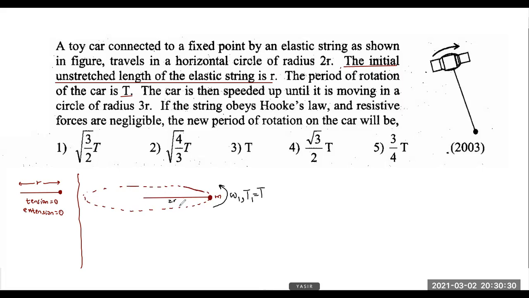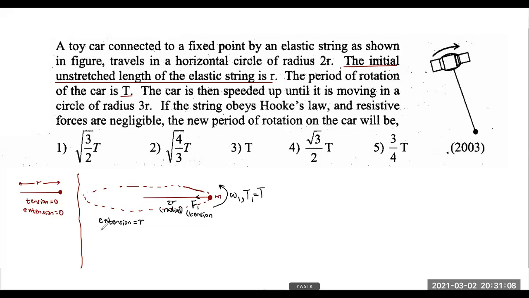For this circular motion, there will be a tension acting. I'll take tension as F, without making it complicated by putting T. F1 is the tension, and 2r is our radius. Now, what is going to be the extension for this case? What is the extension on the string now? That is going to be r, because the initial length was simple r. Now the new length is 2r. That means the string has extended by an additional length of r.